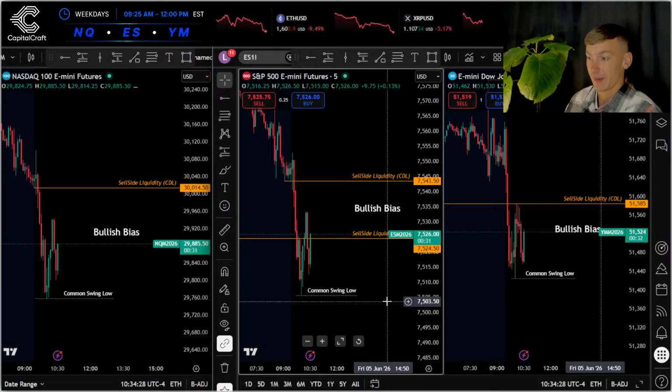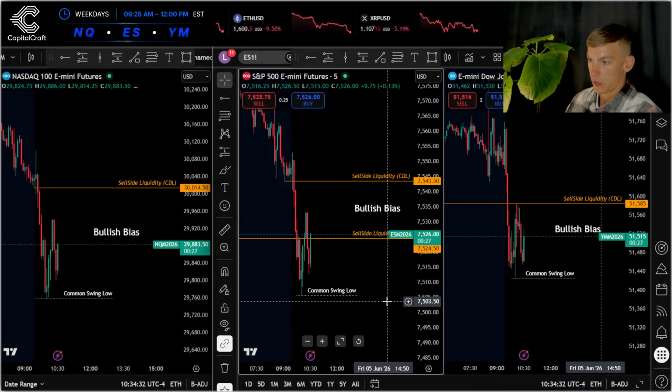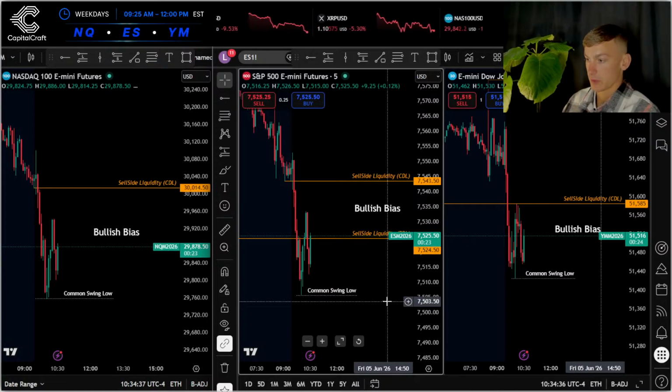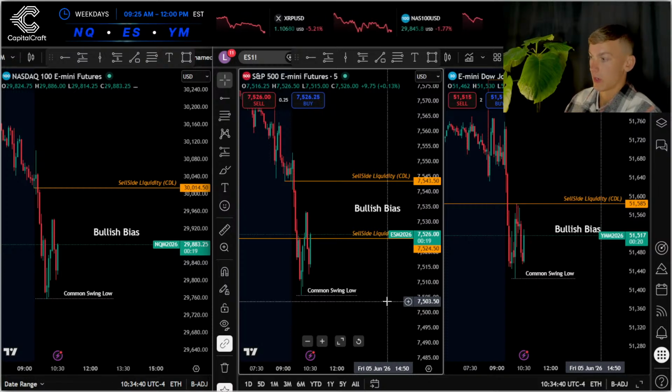So trading like that is a little bit boring, but it is very fascinating to see how price action moves in real time. So let's stay patient, see what happens. We have approximately 20 seconds left of this 5-minute candle. Depending on how we close will depend on what we do next.